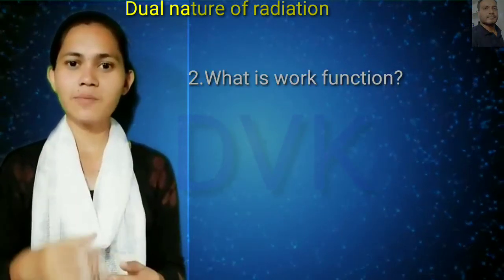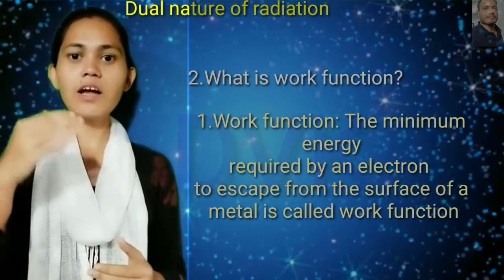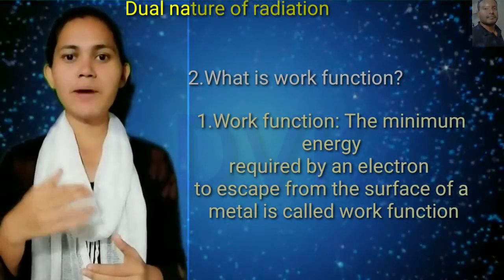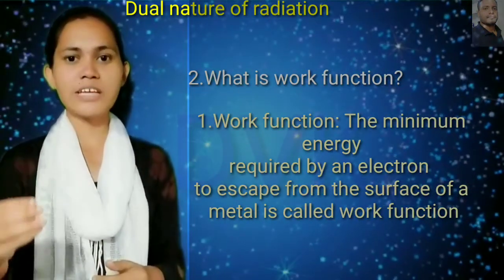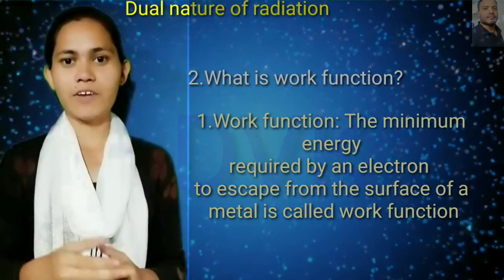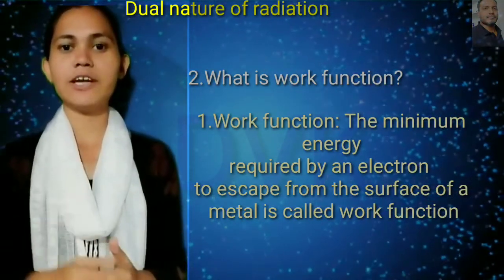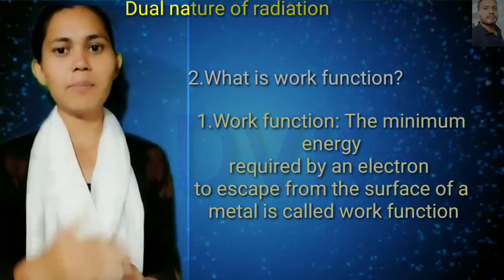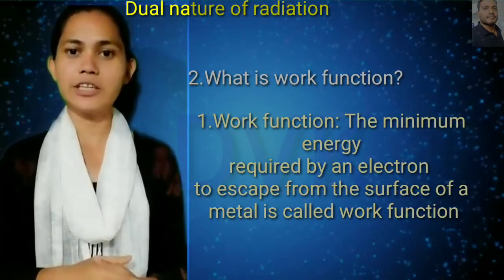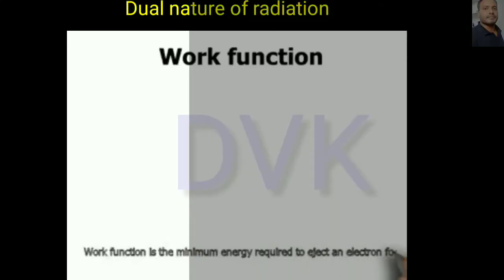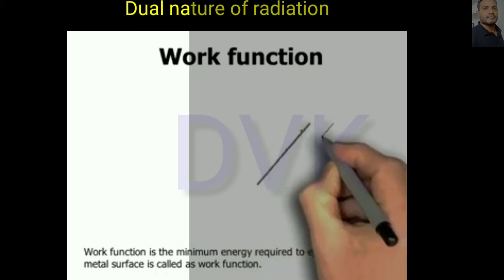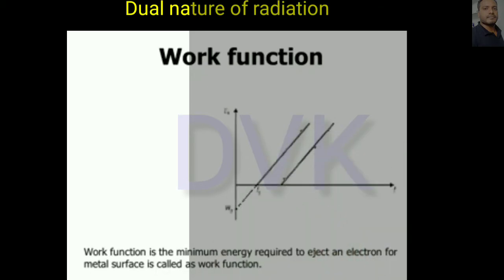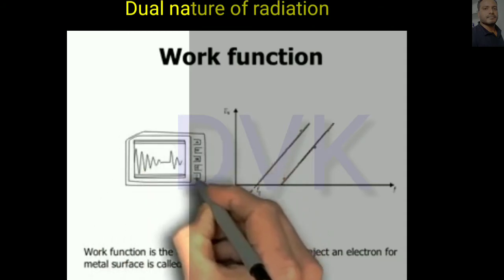The next question is, what is work function? The minimum energy required by an electron to escape from the surface of a metal is called work function. We denote work function with W naught. Therefore, W naught is equal to h nu naught, where h is the Planck's constant and nu naught is the threshold frequency. Work function is the minimum energy required to emit the electron from the metal surface.